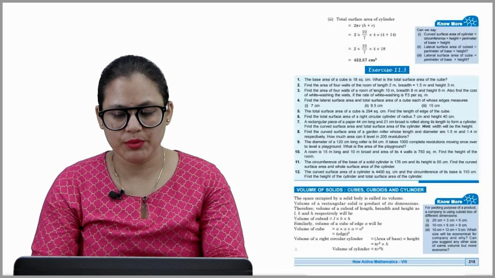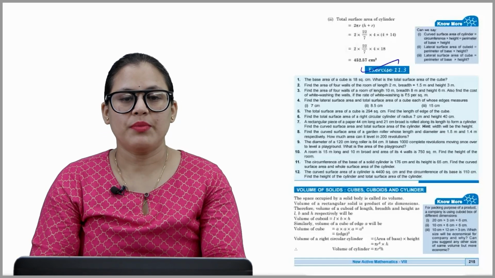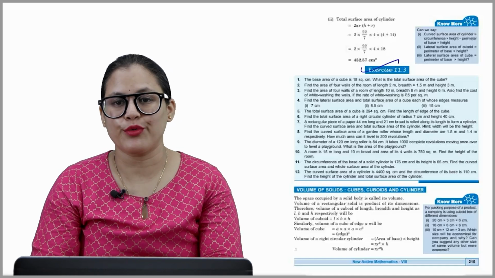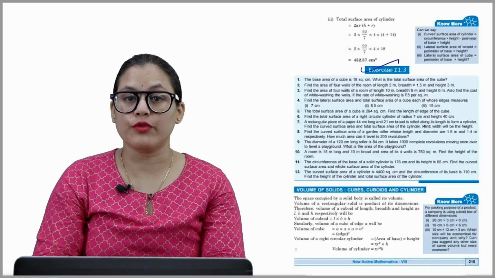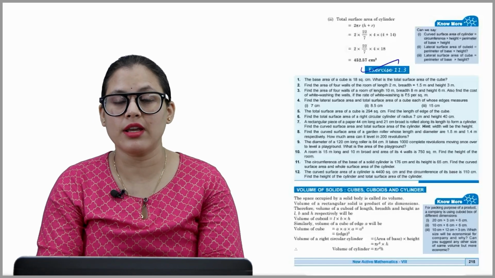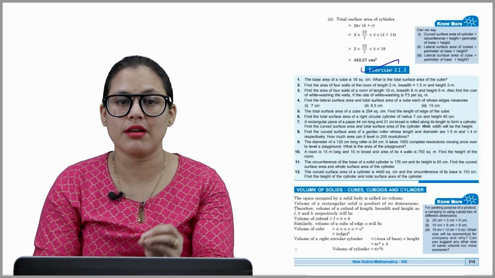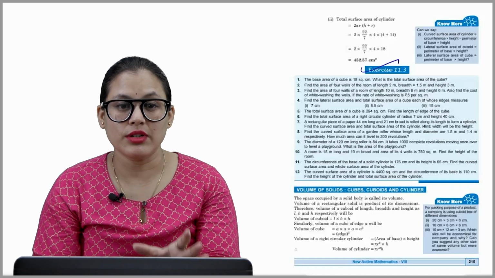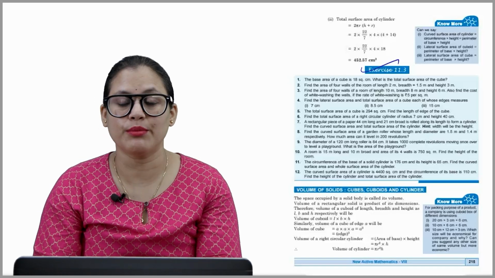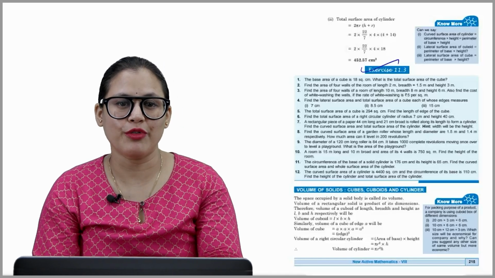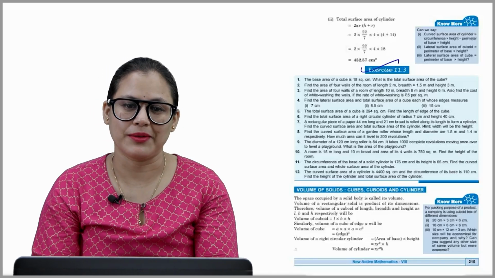Let's do exercise 11.3. The base area of a cube is 18 square centimeter. What is the total surface area of the cube? You know the total surface area of the cube is 6a square. So first you will find out the side, and the base area is given to you. In question number 2, you have to find out the area of 4 walls of the room. Length, breadth and height is given there. So you will put the formula of area of 4 walls and then you will find the area, right?